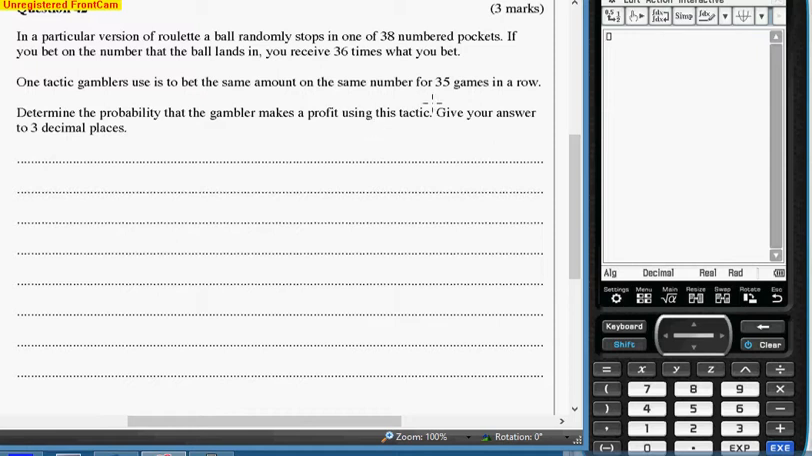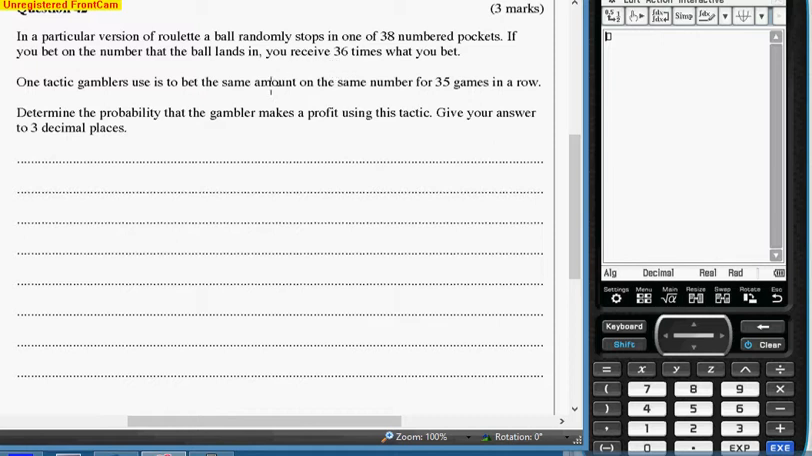Okay, you play 35 times. You get 36 times what you bet if you win. So if you win once, well, you're a winner, or twice, but at least one. You only have to win once to be a winner, and every other time you win, you win lots. The only time you lose is if you don't get a win at all.